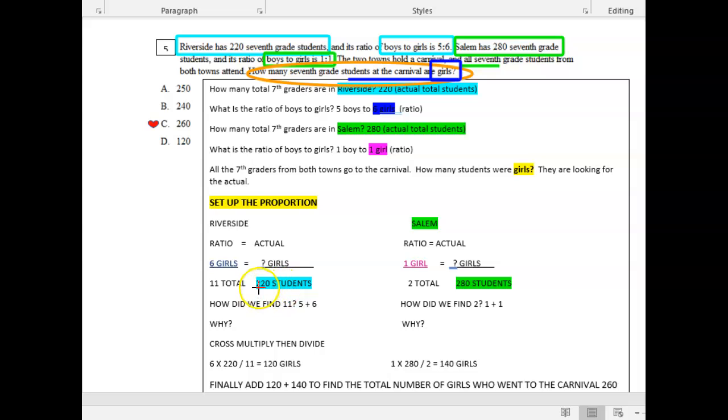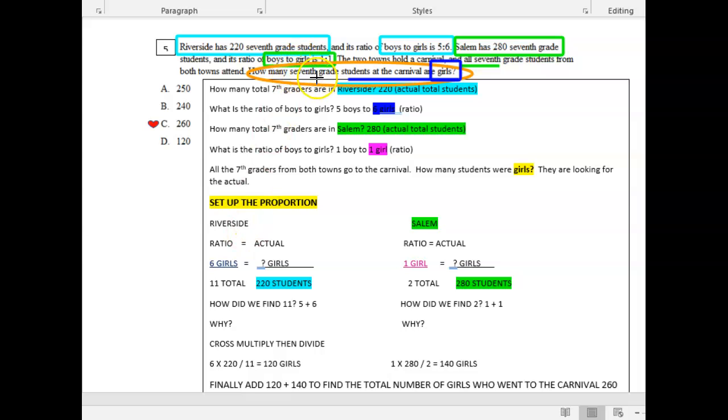It's asking me to find the number of girls. I don't know the number of girls, so I'm using my variable. But I do know that there's 220 total students. And I know always the totals are at the bottom. When I cross multiply, then divide. Cross multiply, then divide. Remember, we're cross multiplying number to number. So that's 6 times 220 divided by 11. 120 girls went from Riverside.